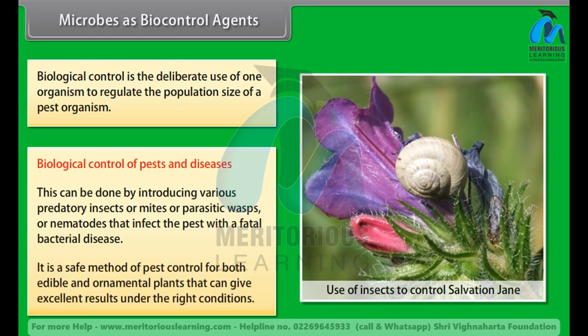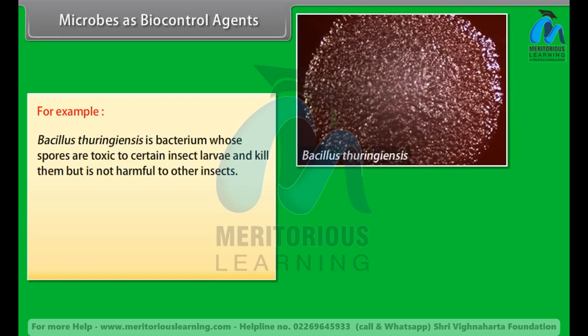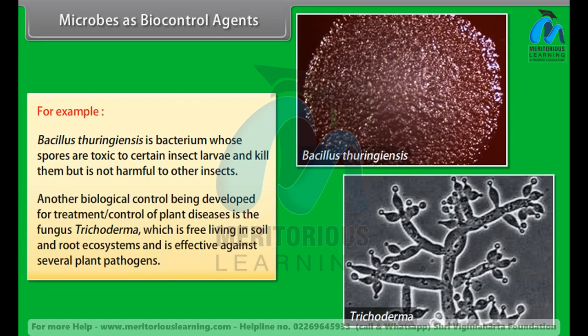It is a safe method of pest control for both edible and ornamental plants that can give excellent results under the right conditions. For example, Bacillus thuringiensis is a bacterium whose spores are toxic to certain insect larvae and kill them, but is not harmful to other insects. Another biological control being developed for treatment or control of plant disease is the fungus Trichoderma, which is free-living in soil and root ecosystems and is effective against several plant pathogens.